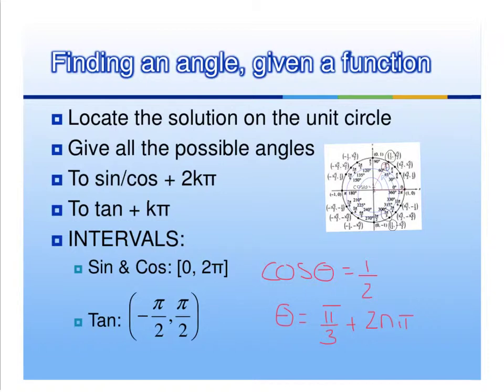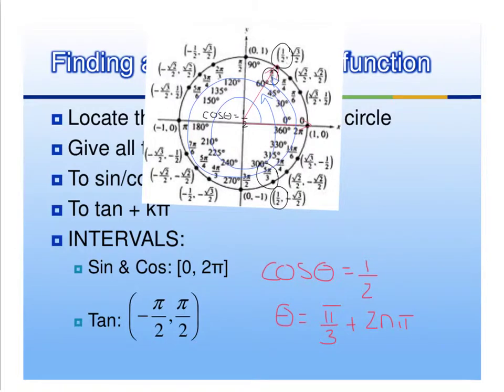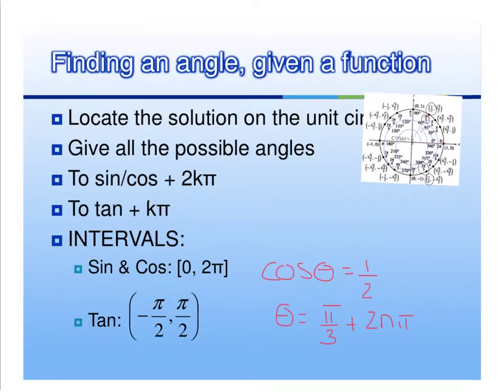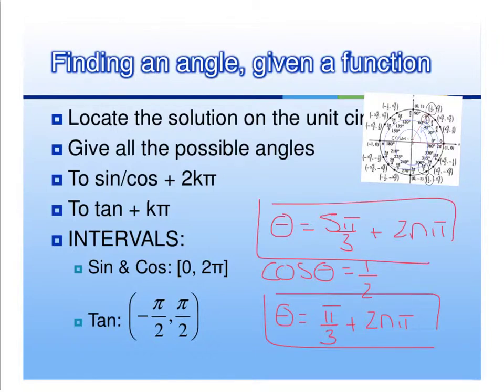And then remember, we also had another solution down here at 5 pi over 3. So we would also write theta equals 5 pi over 3 plus 2n pi. So when I'm listing all possible solutions, I'm listing both of these because now I'm capturing all the indefinite cycles around the unit circle, one time around, another time around, or another time around.